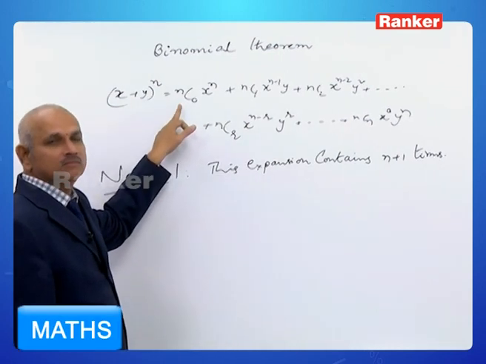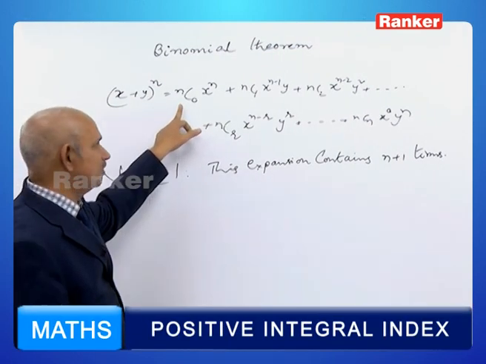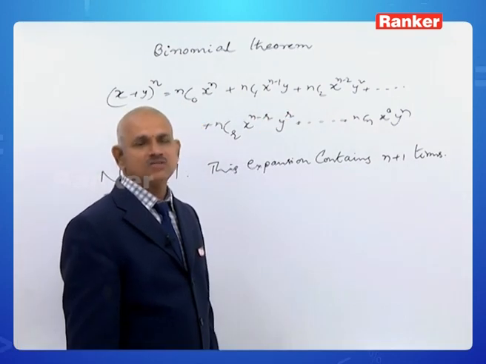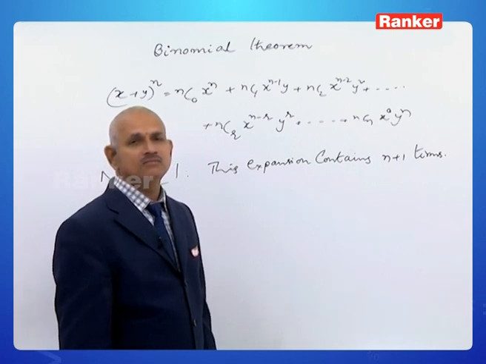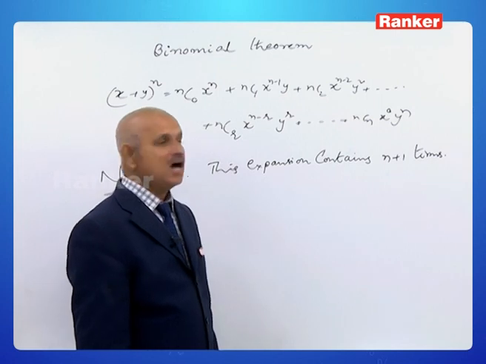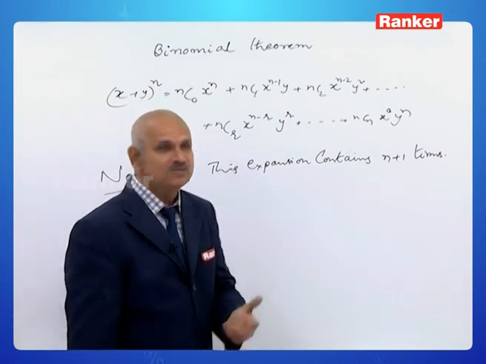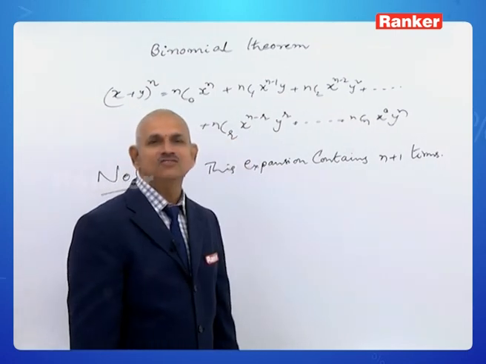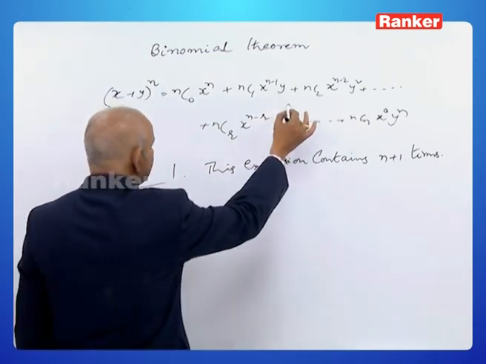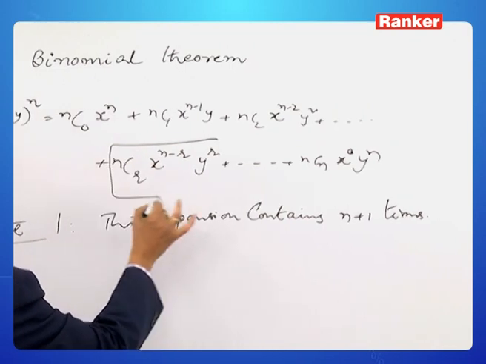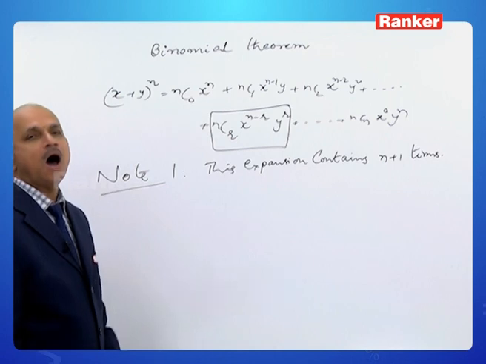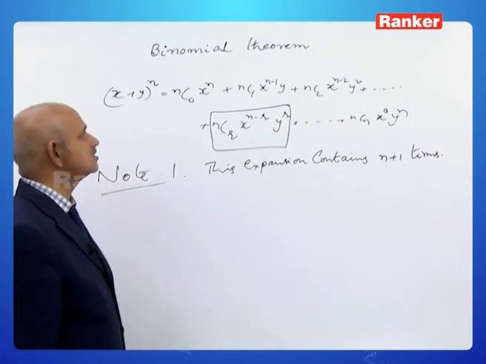The first term starts with nC0. The second term starts with nC1. The third term starts with nC2. The fourth with nC3, the fifth with nC4, the 10th with nC9. The (r plus 1)th term starts with nCr. That is why this particular term is referred to as the general term, or the (r plus 1)th term.